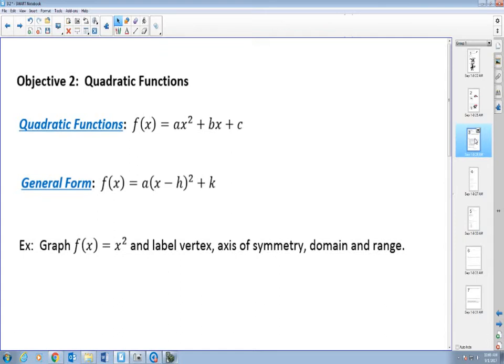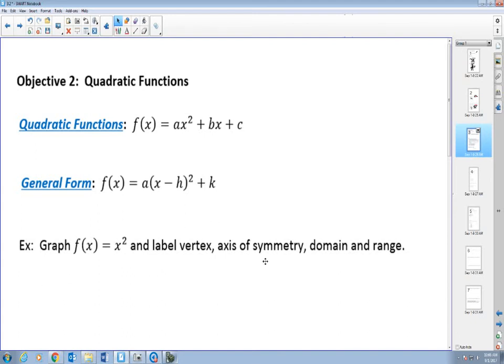Objective number 2, quadratic functions. Quadratic functions, as I mentioned before, have the form f of x equals ax squared plus bx plus c. There's another general form, which is f of x equals a times (x minus h) quantity squared plus k. This is just another form for quadratic functions.